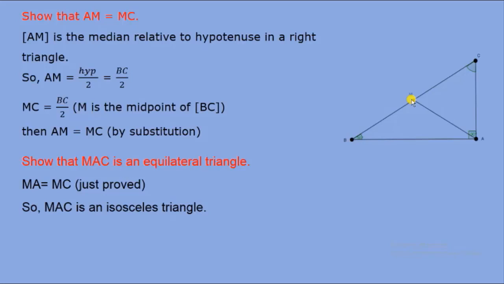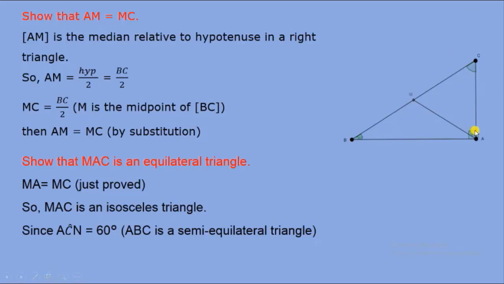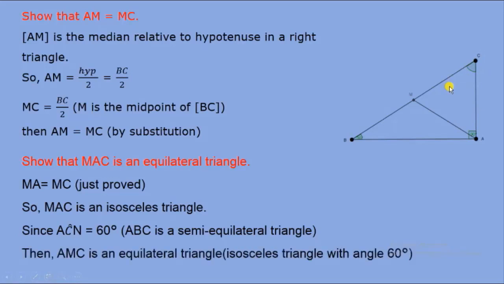Since if it is an isosceles triangle and one angle is 60 degrees, then the other two angles must be 60 degrees. Since angle ACB is equal to 60 degrees, in a semi-equilateral triangle we have angle 90, angle 30 and angle 60. So C is equal to 60 degrees. Then AMC is an equilateral triangle, by isosceles with one angle 60 degrees.